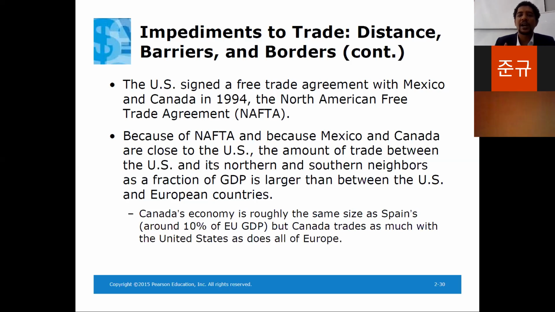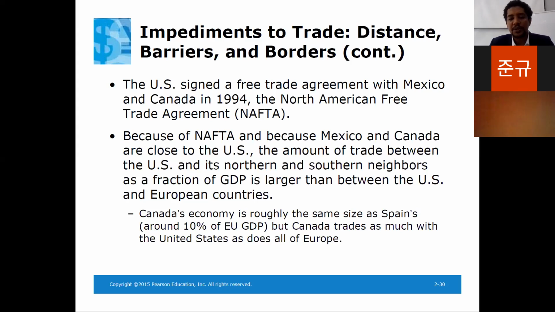Because of NAFTA, and because Mexico and Canada are close to the US, the amount of trade between the US and its northern and southern neighbors as a fraction of GDP is larger than between the US and European countries. Apart from the free trade agreement, the US, Canada, and Mexico are very close to each other, right? They share borders, and the distance is not that far between these three countries. That has also helped to increase the trade volume between them.